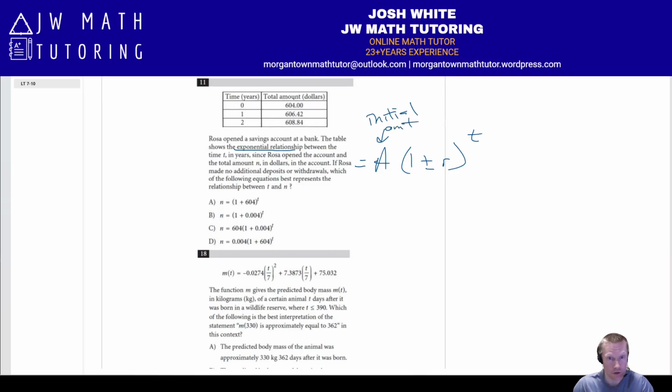So in this case, the initial or starting amount is 604. Therefore, the correct answer must have 604 in front of it. So by process of elimination, it has to be C.